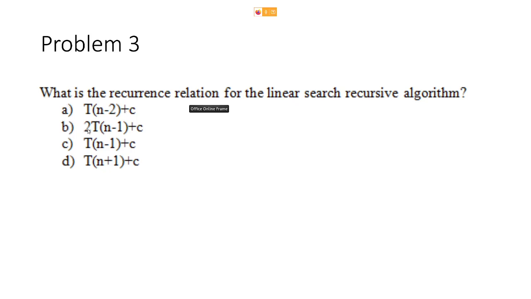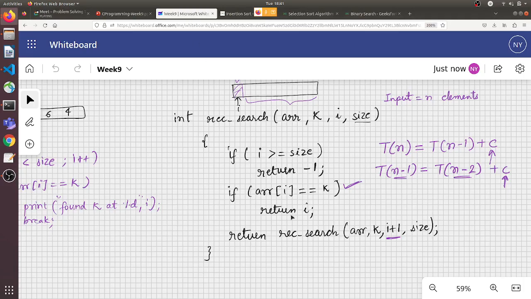Second is saying 2T(n-1). No, we are not calling the recursive algorithm two times. We are calling the recursive algorithm only once. Here we are calling the recursive search only one time. So that's why there is only a coefficient of one here. It's not 2T(n-2).